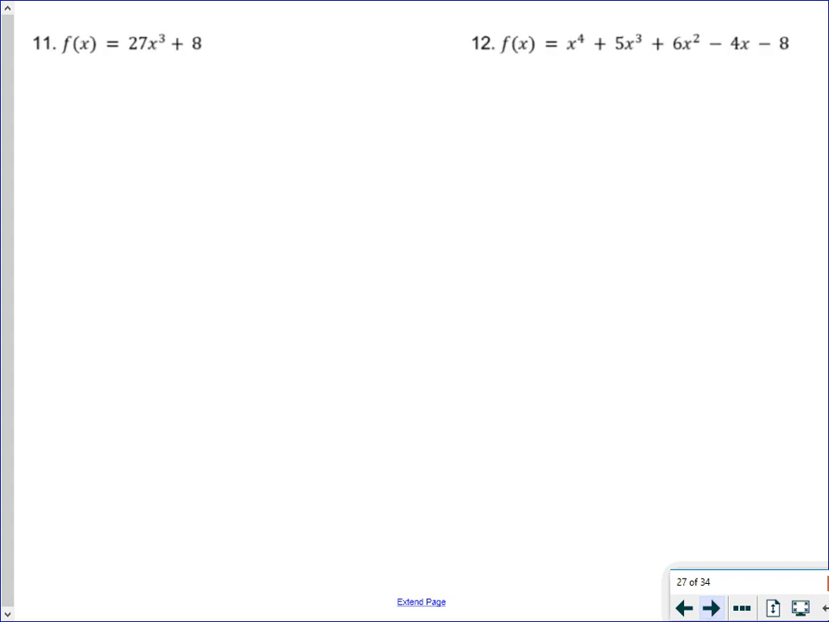Okay? So let's go on to number 12. We have x to the 4th plus 5x cubed plus 6x squared minus 4x minus 8. So it's a whole bunch of numbers, and we need to factor this out. All right? We can't really do factor by grouping. We have 5 terms, so we really don't have any other option but to do synthetic division.